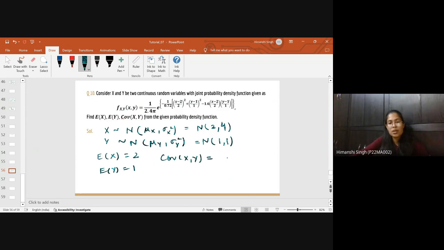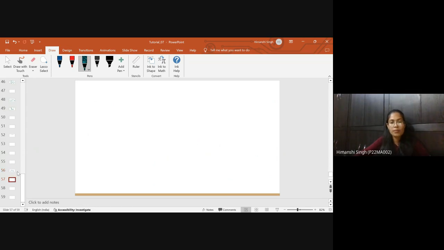What is the covariance? Covariance is rho times sigma x times sigma y, where sigma x is 2 and sigma y is 1. So it is 2 times rho. What is rho here? So we know that in this density, what is the format basically?